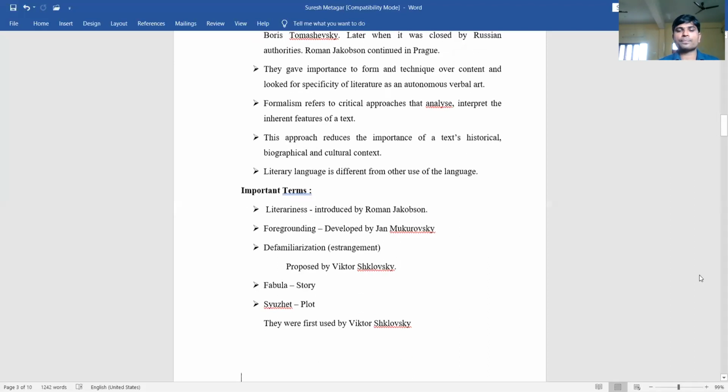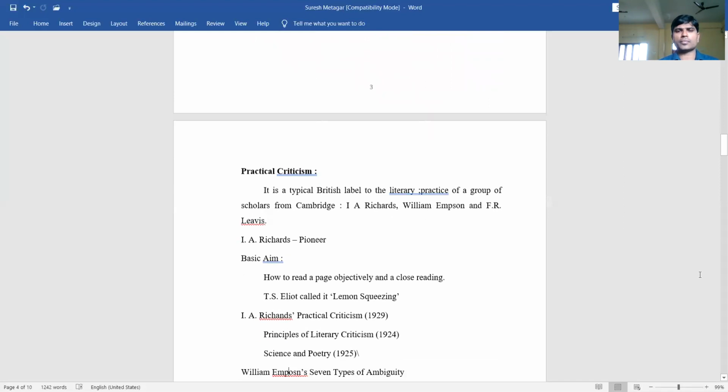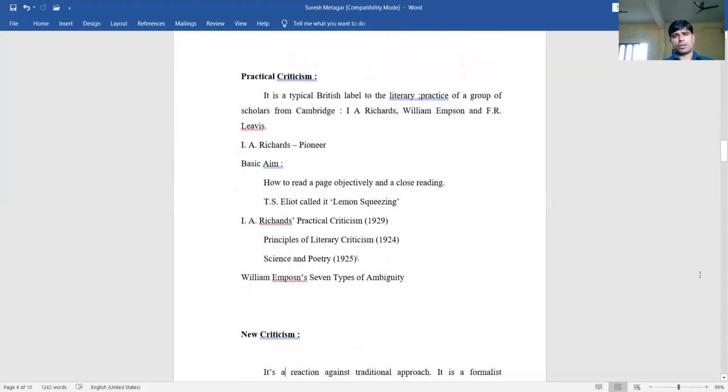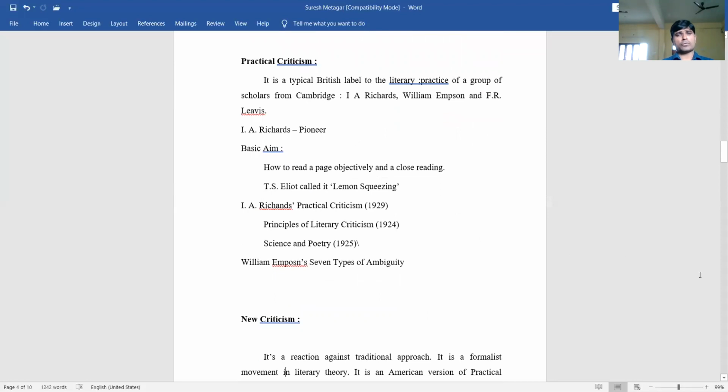Next, we'll move to practical criticism. Practical criticism is a British phenomenon, which was started by I.A. Richards when he experimented with his students on close reading. Till the 19th century, most poems were taught in a certain way. When he was teaching poems to undergraduate students, he found that most of the students were not learning the language. Instead of analyzing language, they were thinking about the writer's intentions, feelings, summary, and so on.